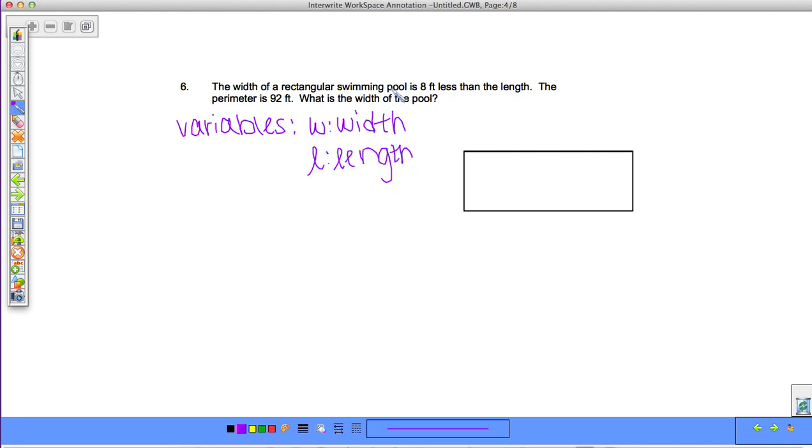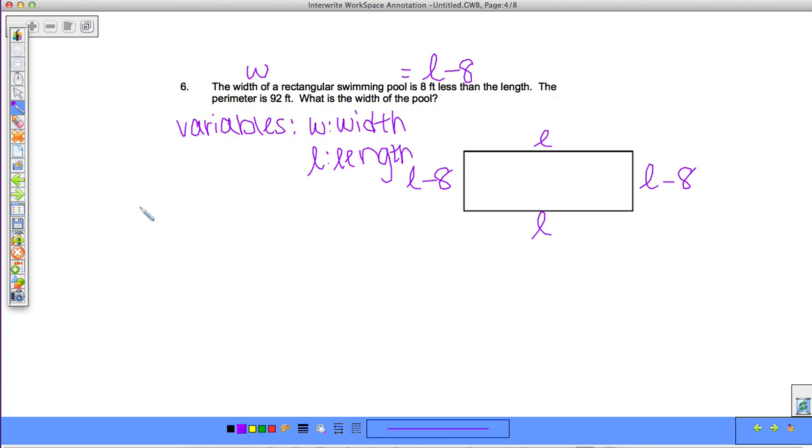It says the width is, so W equals 8 feet less than the length. The common mistake here is I see a lot of people say 8 minus L. Remember, less than doesn't mean 8 minus, it means L minus 8. So we're going to label our width as L minus 8. We're going to label our length as L and L.